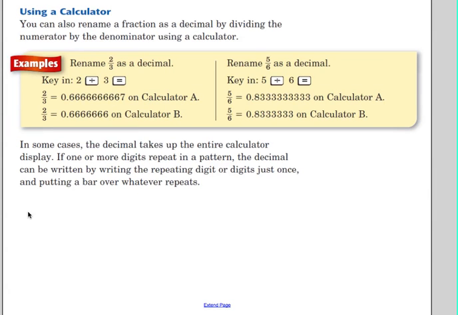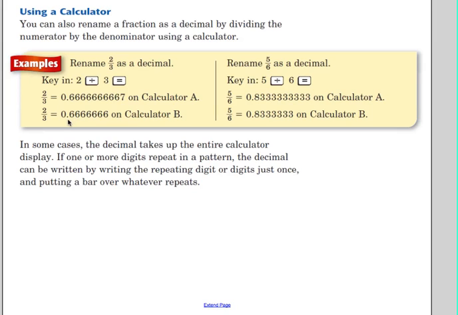Now, if you are using a calculator, you can do things a little bit different way. You can also rename a fraction as a decimal by dividing the numerator by the denominator using a calculator. Remember I told you every fraction is also a division problem? Well, here's where it comes in handy to remember that. For example, if you needed to rename 2/3 as a decimal, in your calculator you just punch in 2 divided by 3 equals. Now, you're going to get a big long answer like this because it doesn't work out evenly.